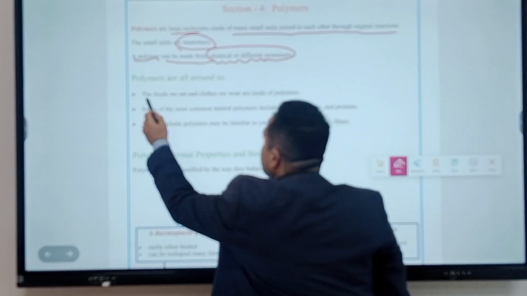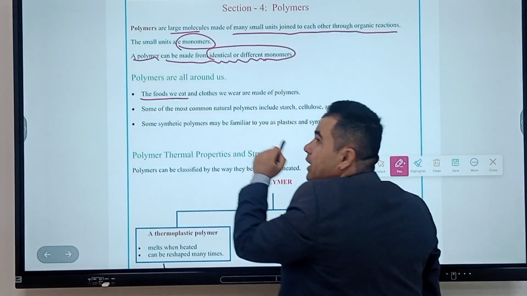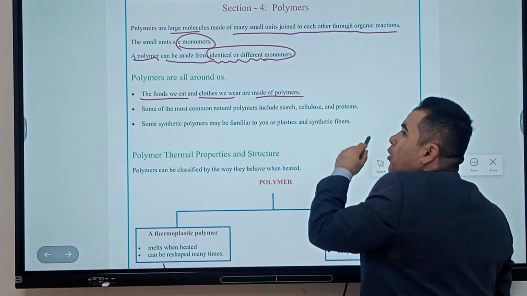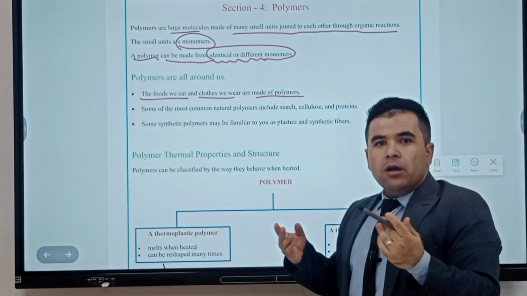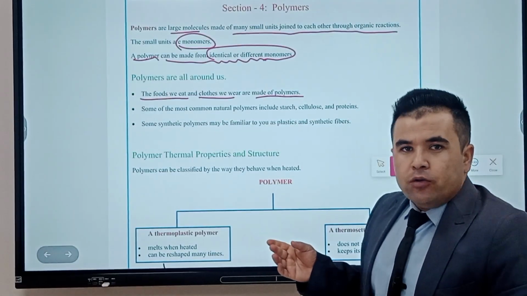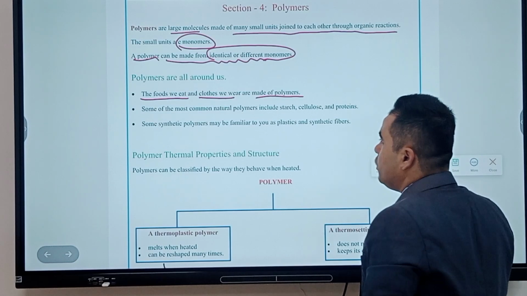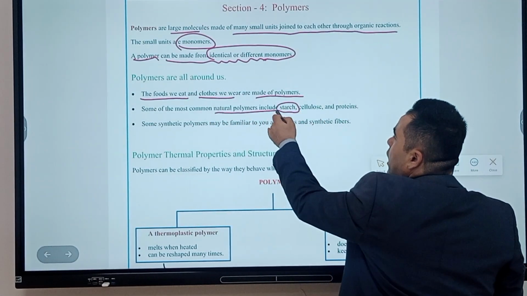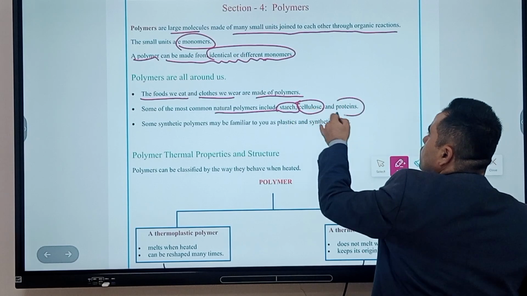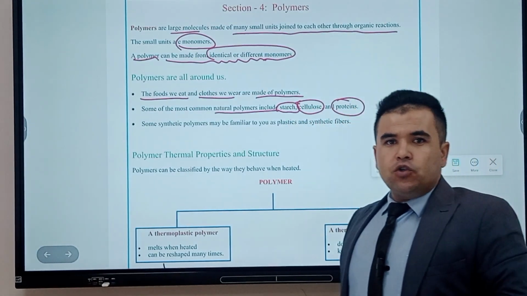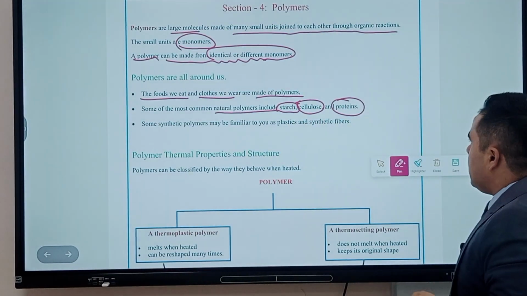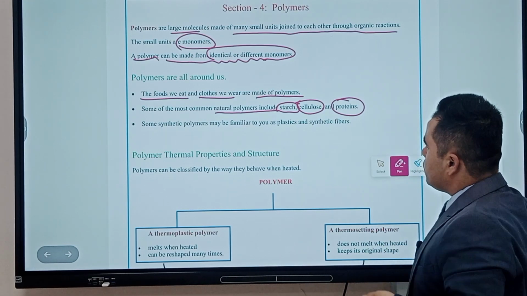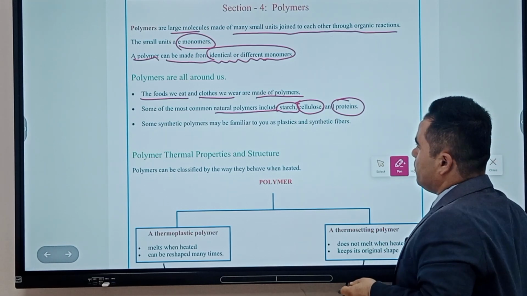Polymers are all around us. The food that we eat and the clothes that we wear are made of polymers. Some of the common natural polymers include starch, cellulose, and proteins. The starch, the sugar, cellulose, and the proteins all contain polymers.